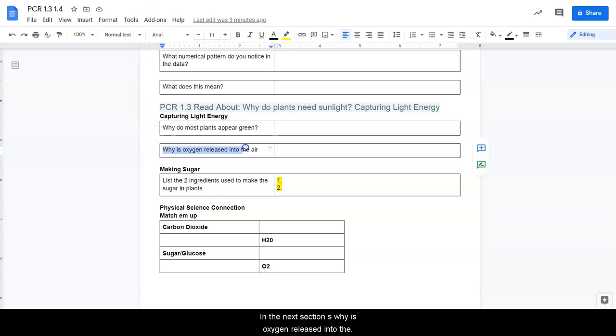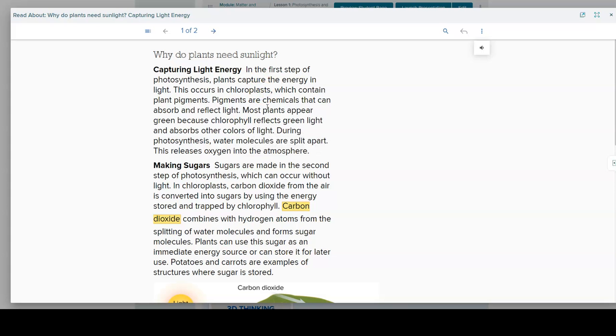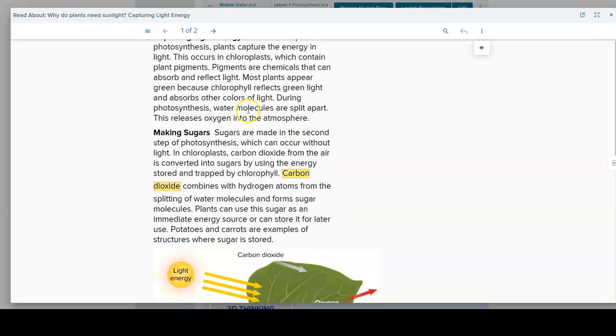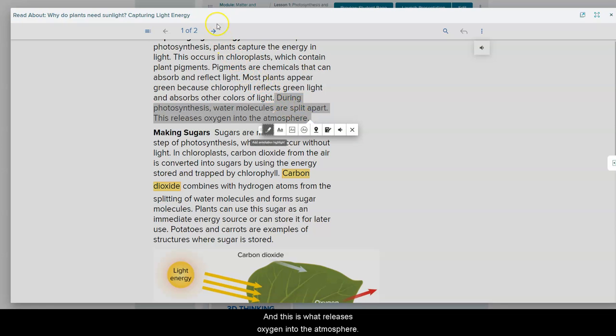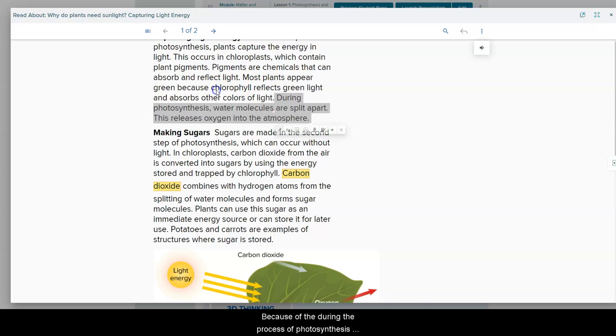In the next section, it asks, why is oxygen released into the air? During photosynthesis, water molecules are split, and this is what releases oxygen into the atmosphere. Because during the process of photosynthesis, plants take in the hydrogen section of the water, they use the hydrogen and leave the oxygen molecules behind.